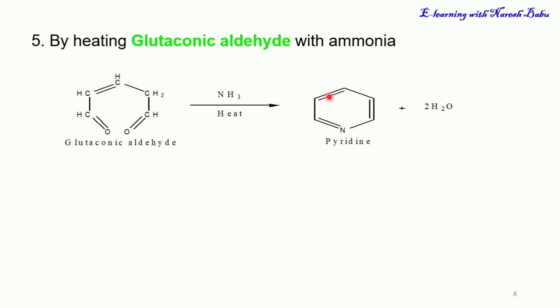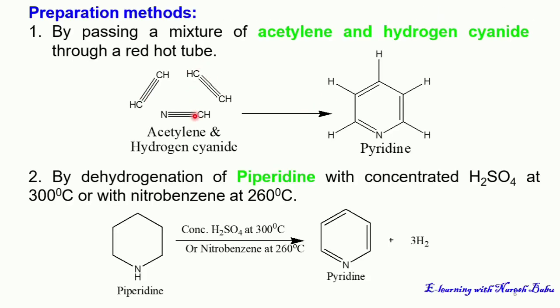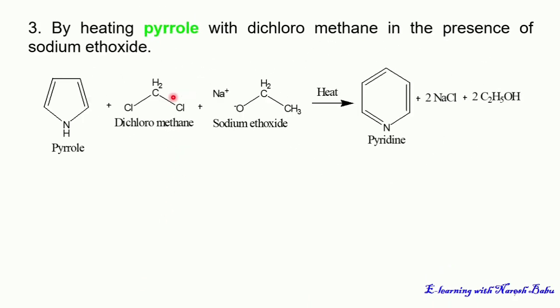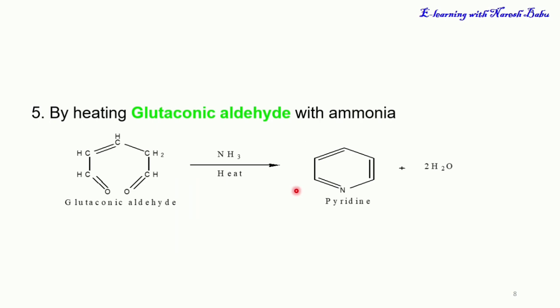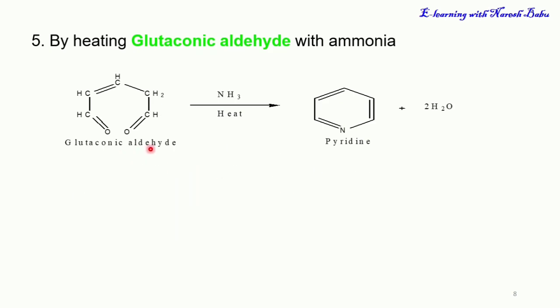So these are the different methods of preparation we can see. One, we prepare from acetylene and hydrogen cyanide by passing through a red hot tube; by dehydrogenation of piperidine; by the reaction of pyrrole with dichloromethane in sodium ethoxide; by heating tetrahydrofuryl alcohol with ammonia; or by treating glutaconic aldehyde with ammonia.